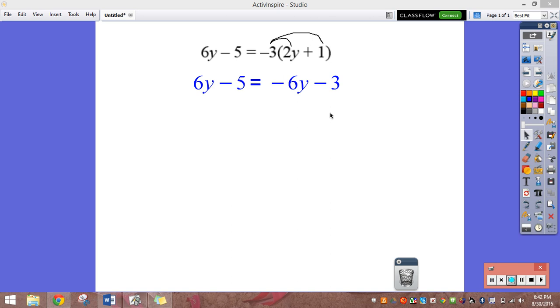So then the next thing we need to do is move our like terms to the same side of the equal sign. On the left I have a variable term, 6y, and a minus 5, and I can choose where I want to start. I can move this minus 5 to the right to be with the minus 3. I can move the 6y to the right to be with the negative 6y, or I can work in reverse. I can move the negative 6y to the left or the negative 3 to the left. It doesn't matter where I start.